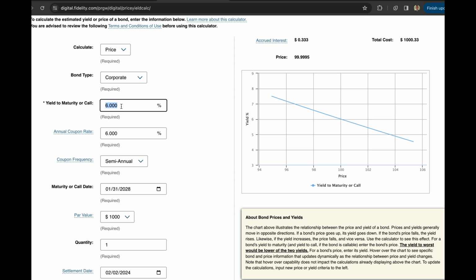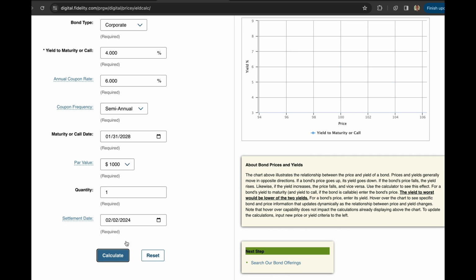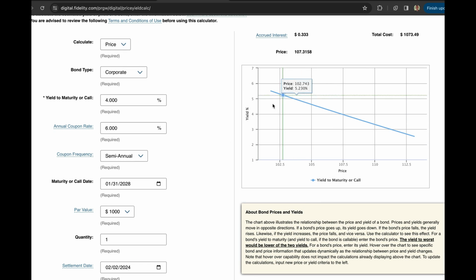And so you'll see if I lower this to say 4%, the price of the bond or the cost of the bond is going to go up, because you're still getting those $30 coupons every 6 months, but the price of the bond goes up to, say, in this case, almost $1,100, it's then only going to be returning around 4% per year instead of that original 6% per year. In this case, the bond would be said to be selling at a premium.